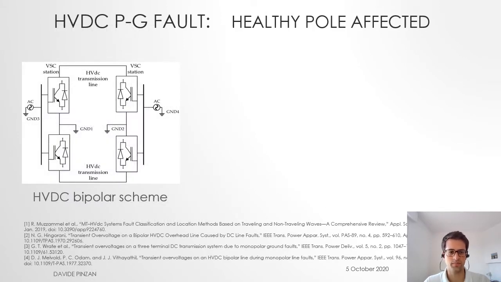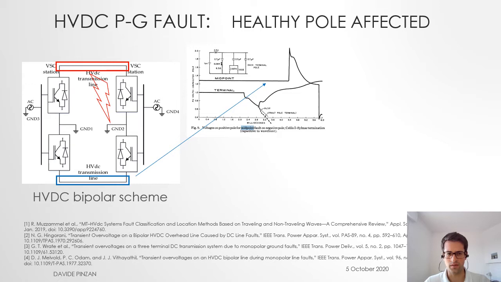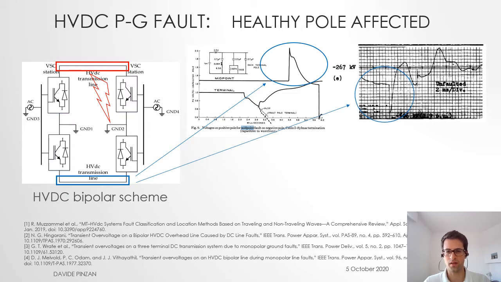In an HVDC bipolar scheme, a positive and a negative pole are present. When one of the two poles experiences a fault to ground, the result on the healthy pole is the superimposition of a transient voltage on the operational direct voltage. This transient overvoltage is similar to a switching impulse. This is shown by the three reference studies by IEEE Transactions.